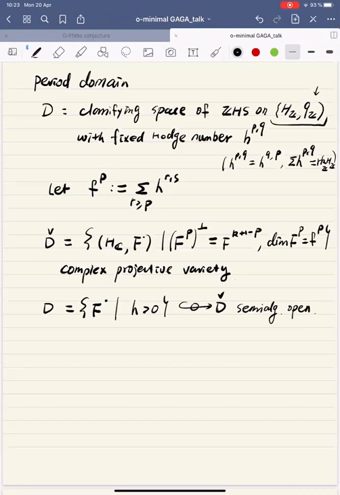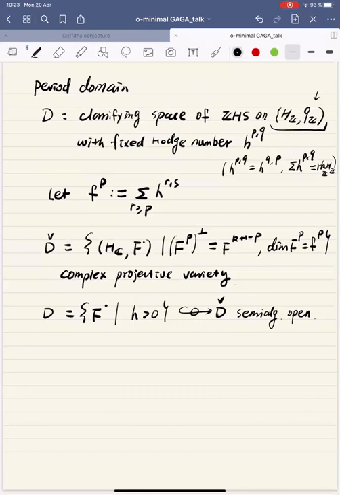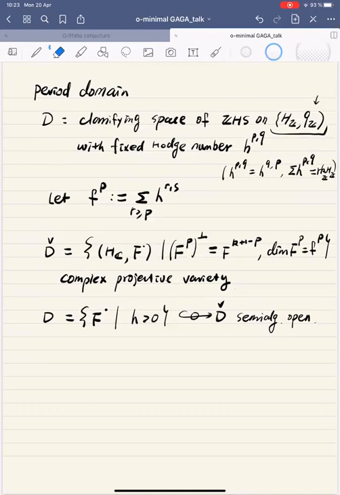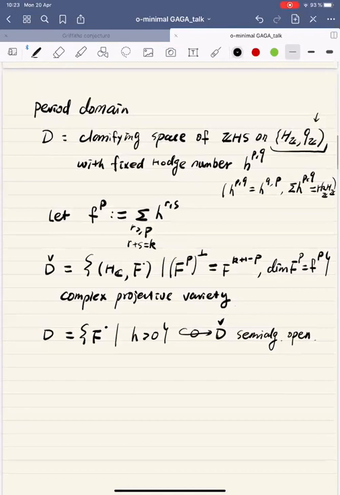So what is s? You wrote F^p equals the sum over H^{r,s}. What is s? r plus s equals k. Okay. And k is the weight. The weight, yes, weight k. Thanks.